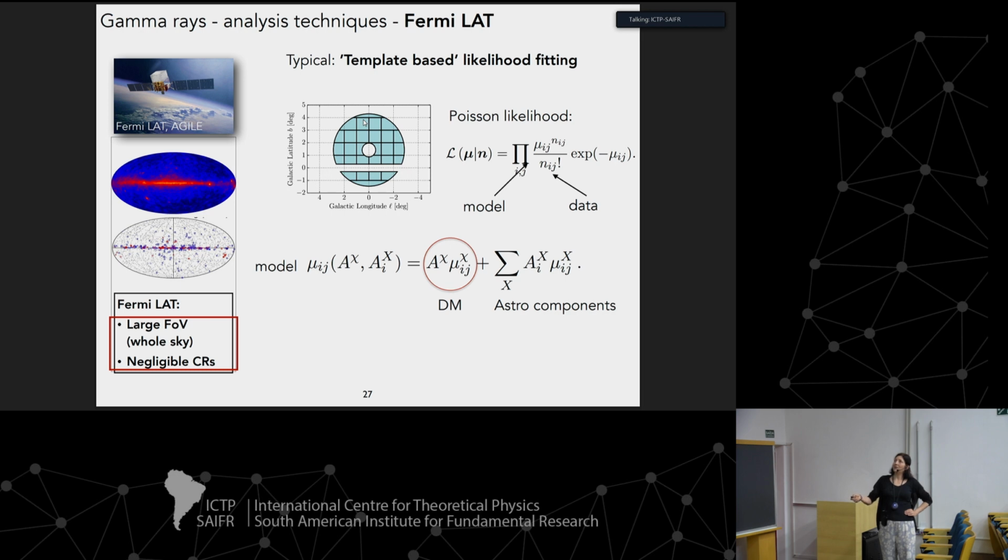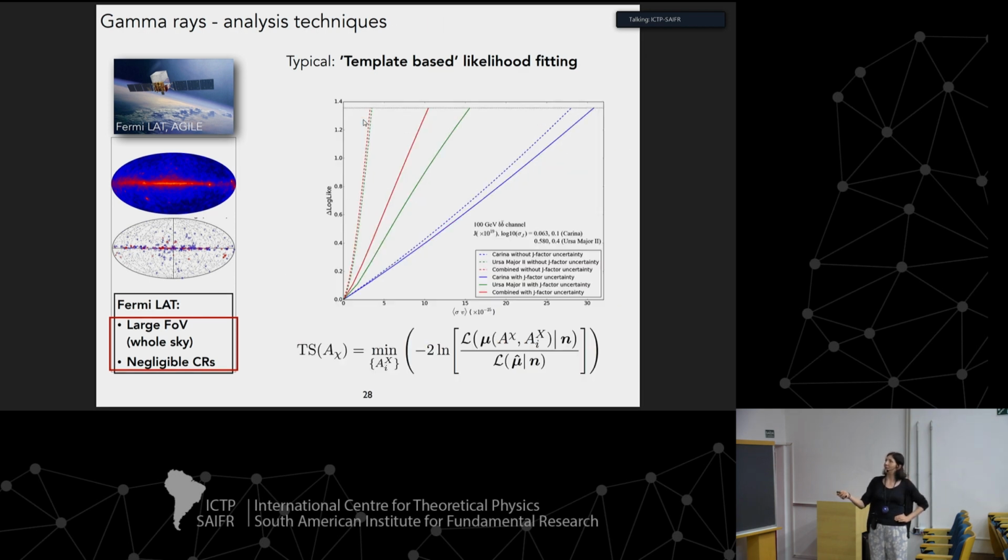So the model, say, the model of your Fermi data, would include the template, the image, and energy spectra for your dark matter signal, okay, and of all the other astrophysical backgrounds that you have. So basically, you would make your model as a sum of all the backgrounds and the dark matter signal, and you would fit it to the data by calculating this likelihood.